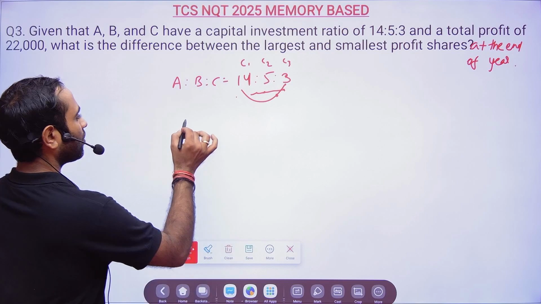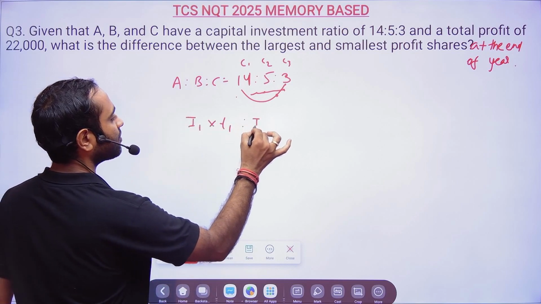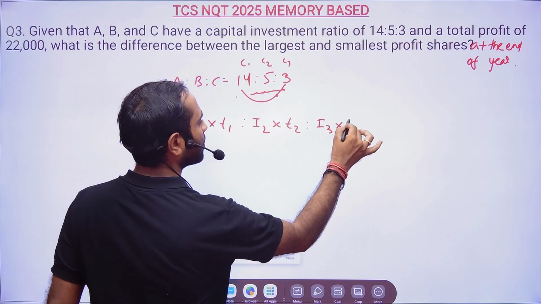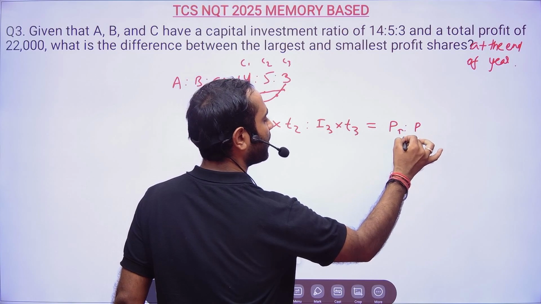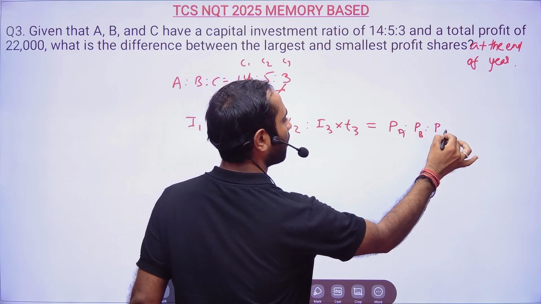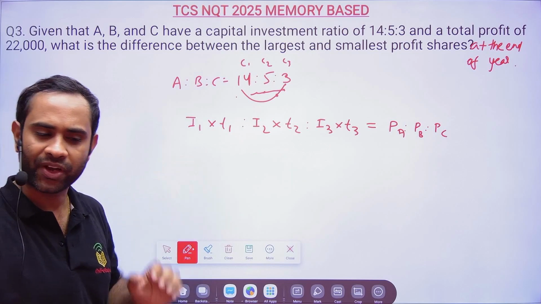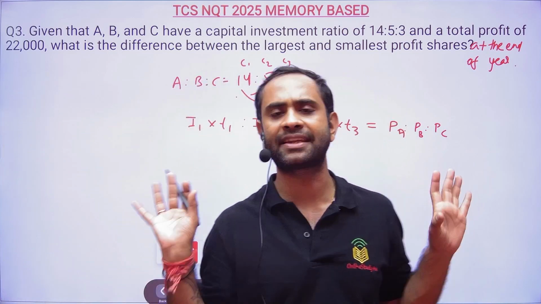Okay. So investment into time will be nothing but your profit ratio: profit of A, profit of B, and profit of C. So the investment ratio will be nothing but your profit ratio. If you invest more, you will get more profit. If you invest less, you will get less profit.